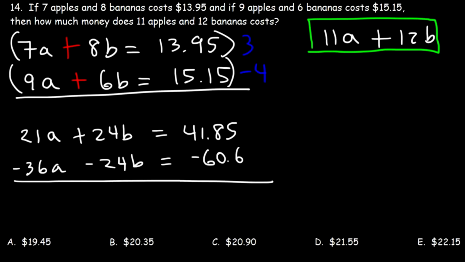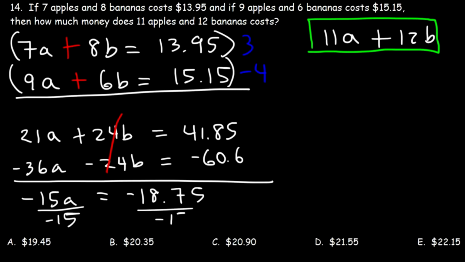Now let's add the two equations. So these two will cancel. 21a plus negative 36a, that's going to be negative 15a. And 41.85 minus 60.6, that's negative 18.75. So now let's divide both sides by negative 15, so we can get the value of a. So negative 18.75 divided by negative 15 is 1.25. So the cost of each apple is $1.25.